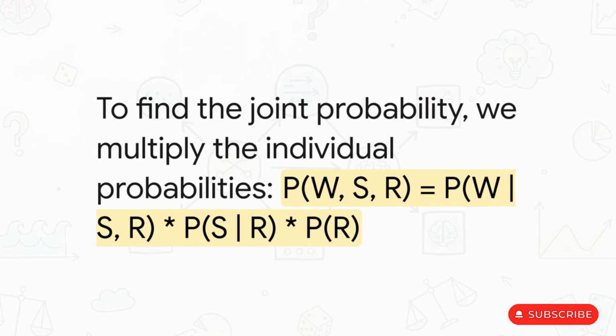So, to get our answer, we use something called the chain rule. Now, don't let the formula scare you. All it's really saying is that to find the probability of this whole chain of events, we just multiply the individual probabilities together, following the arrows on our map. We start with the probability of the grass being wet, given the other two things are true, then multiply that by the probability of the sprinkler being on, given that it's raining, and finally multiply that by the simple probability of it raining in the first place.